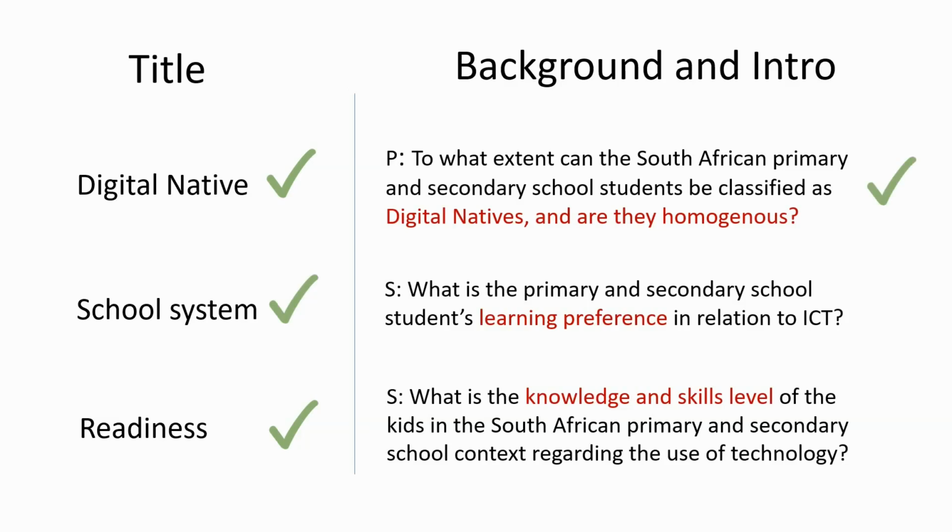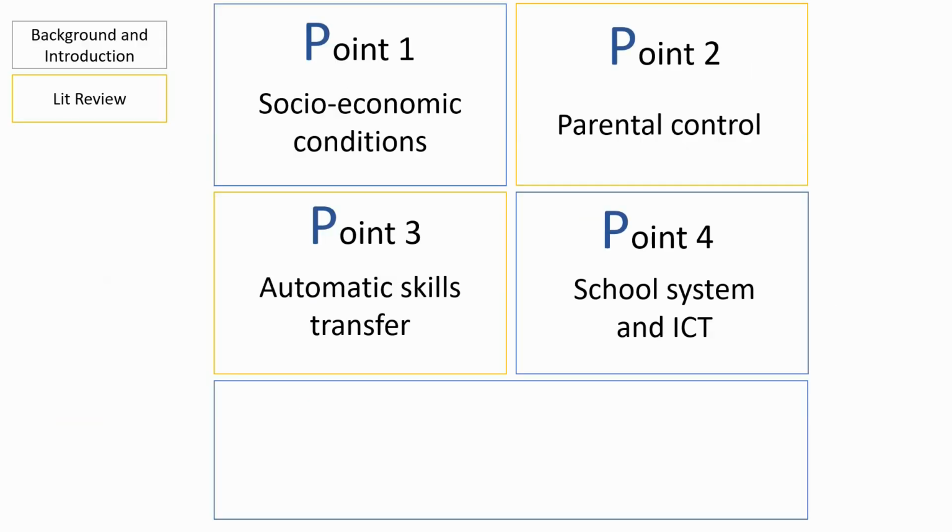Did we speak about learning preferences? No, we did not. What about factors influencing knowledge and skills? Yes, we spoke about transferable skills. So we need to make sure that we address learning preferences in our Lit Review. To do so, we can add another point.